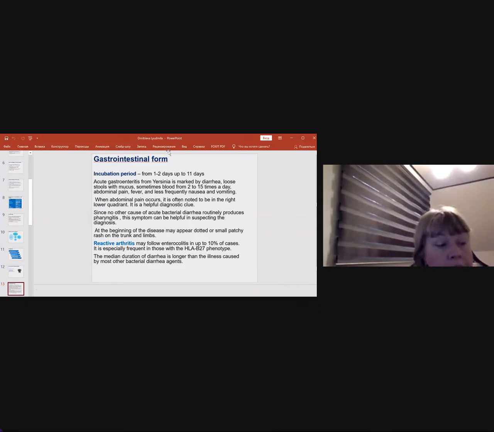And we know that it is localization of abdominal pain, yes, and the presence of pharyngitis and GIT problems may say about Yersiniosis. At the beginning of the disease, a dotted or small patchy rash may appear on the trunk and limbs.